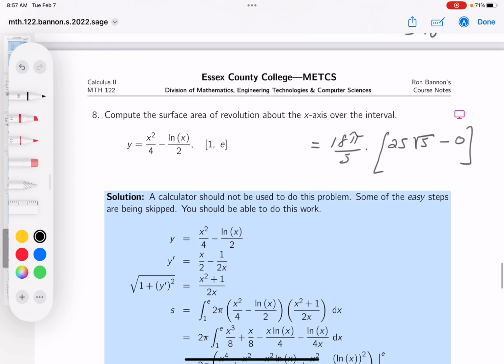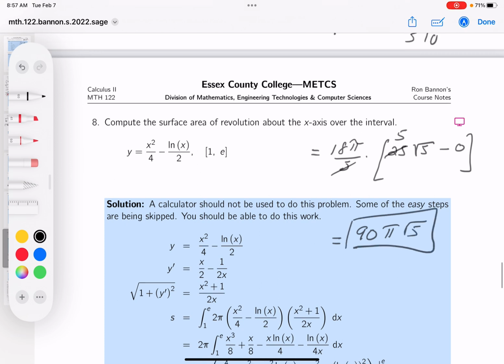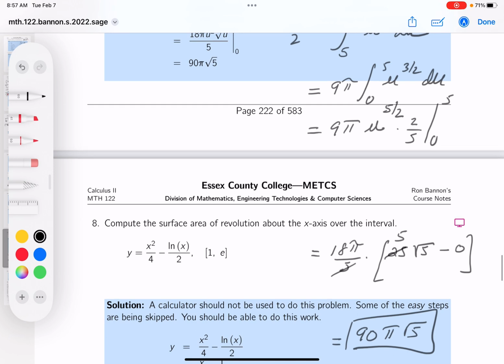So I think I'm ready to write the answer down now. And what do you get? 5 goes into 5 once, goes into 25 5 times. 5 times 18 is 50 and 40, which is 90. So it'd be 90 pi root 5. Let's look at the key, see how we did. I'm looking for the 90 pi root 5, and I do see it right over here.